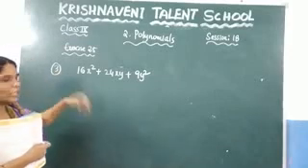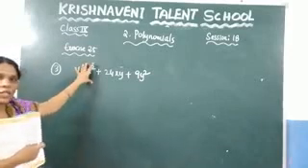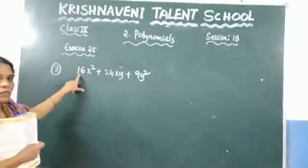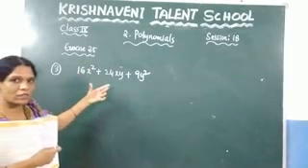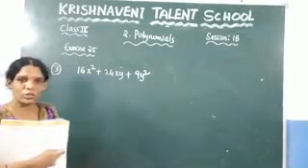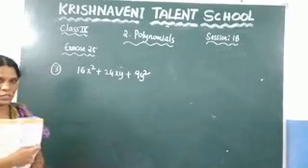So if you want to write this one as a square, you need to check 16. You can write it as which number's square gives you 16? You know that 4 into 4 gives you 16.